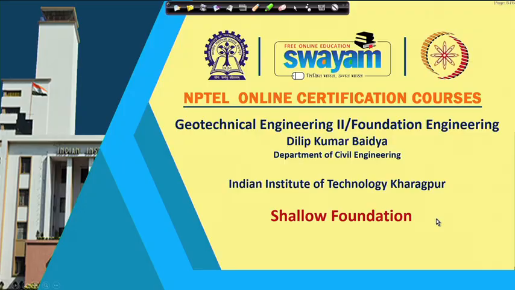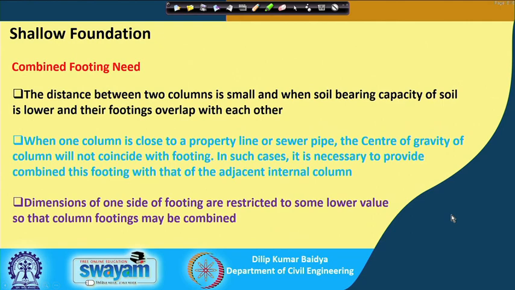There are also a few more categories of shallow foundations, and in various situations they are essential. It is not just optional, it is sometimes essential. Sometimes isolated footing or strip footing is not the solution, we are not able to get the solution, then we have to go for another type of foundation, and one such foundation is combined footing. So, let me see the combined footing. Before going to the combined footing, what is combined footing actually?